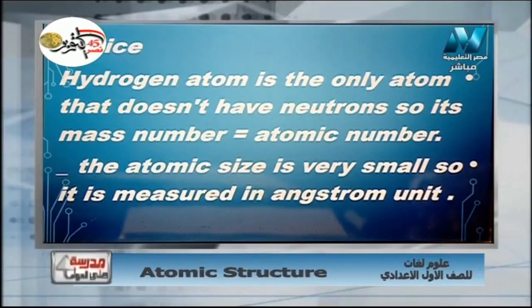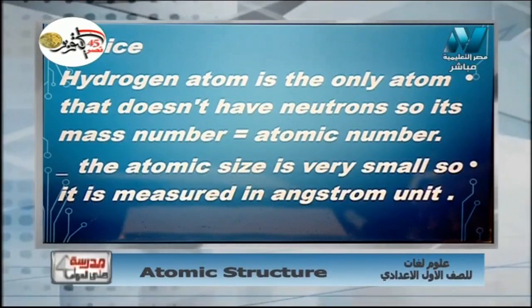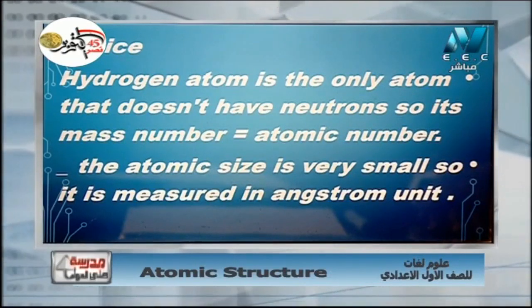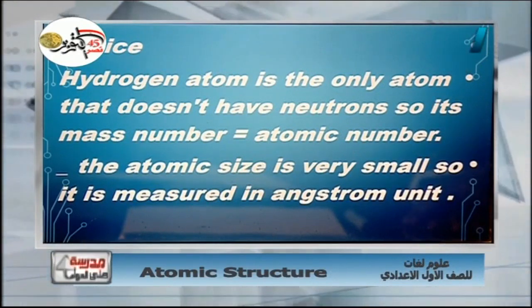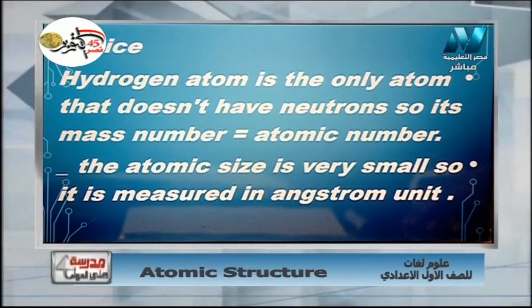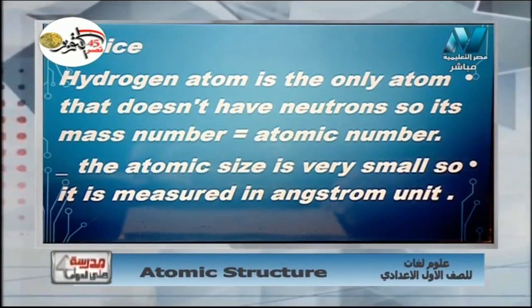Now, some notes. Number one, the hydrogen atom is the only atom that doesn't have neutrons. No neutrons. So, its mass number equals its atomic number.